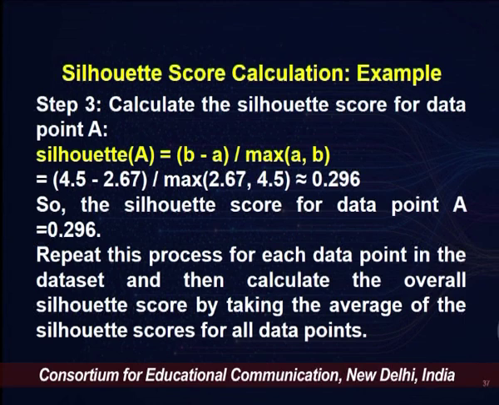This relative score becomes what? B minus A divided by maximum of A comma B. So that would come out to be, suppose, 0.296. So this is how I calculate this relative score. If you understand this, we can repeat this process for each data point in the data set, and then we can calculate the overall score by taking the average of the relative score for all the data points, right.